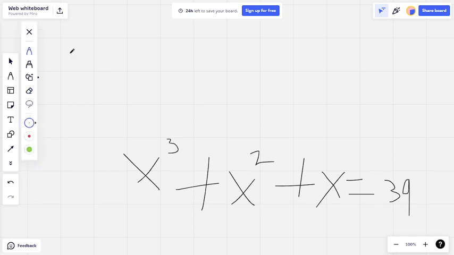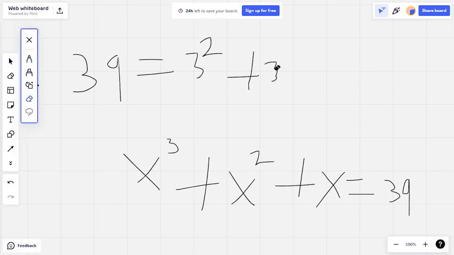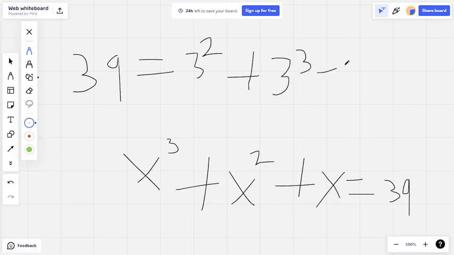So 39 equals, you can make this into a series of powers of 3. 39 equals 3 squared, you can see from the 9, plus, and the next closest one is 27, and that's 3 cubed, and then plus 3.